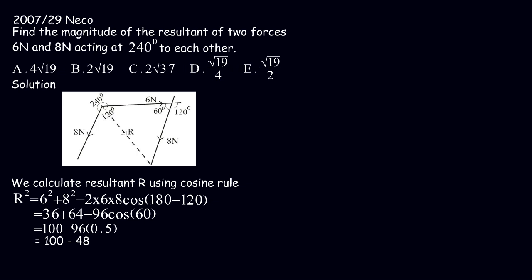96 times 0.5 is 48, which should make R squared equal to 100 minus 48, which is equal to 52, and R will be equal to the square root of 52, which you can simplify further to be equal to the square root of 4 times 13, because 4 times 13 is 52, which will be equal to 2 root 13 Newton.